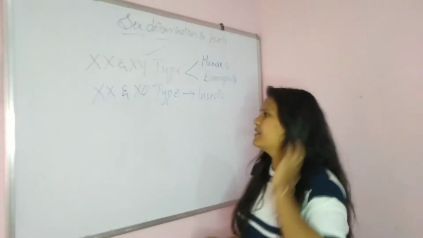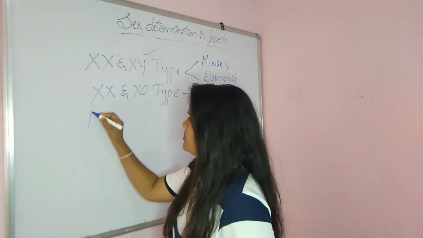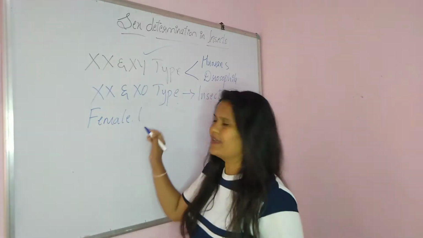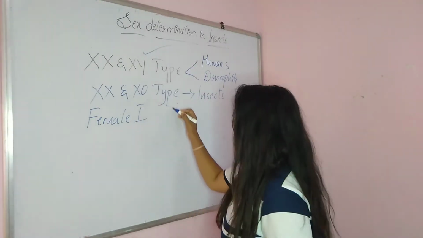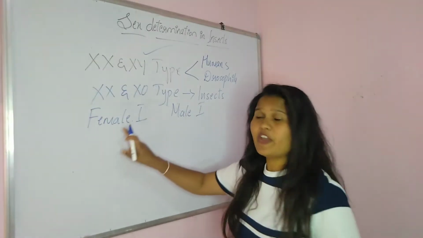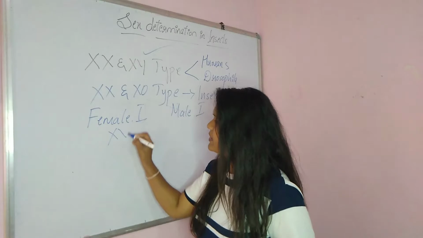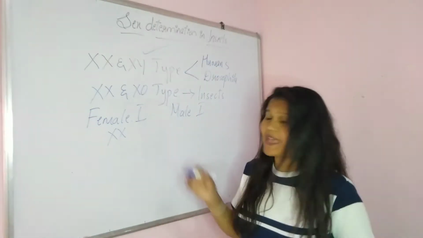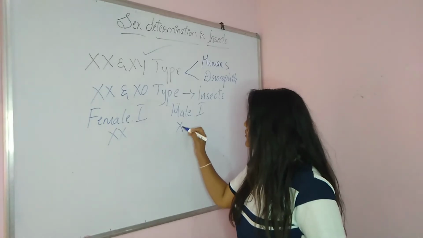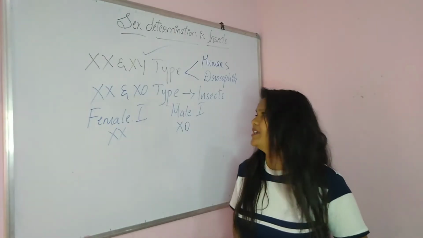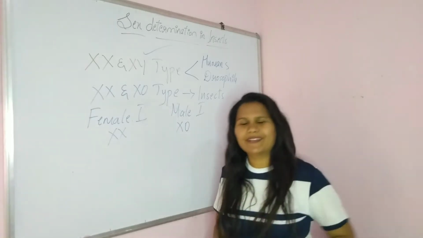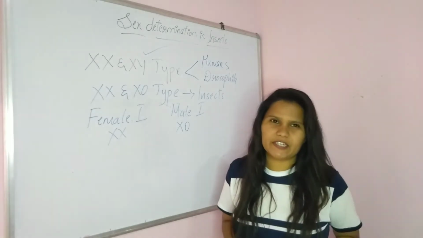So let me write that. The female insect, and the male insect. The female insect will have the sex chromosomes XX, whereas the male insect will have the chromosome X0. So what is this X0? Is it a bit confusing? Let me tell you in detail.